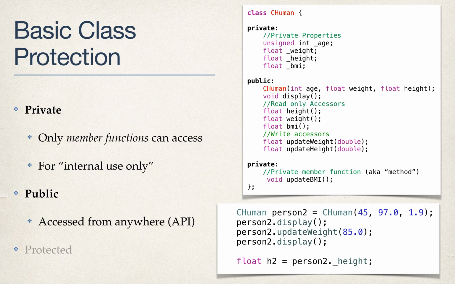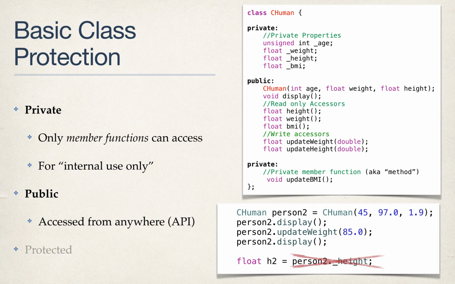I can then display it. If I call update weight, that will set the weight to the new value, recalculate the BMI, so when I display it, it's correct. But the good news is what you can't do is access these. So person2 dot underscore height. This is what we mean by outside access. So we've got the variable. You press a dot, and the only things that can follow are public things. Anything else, the compiler will reject it. So that will get a compile error. You won't even get to run the code.